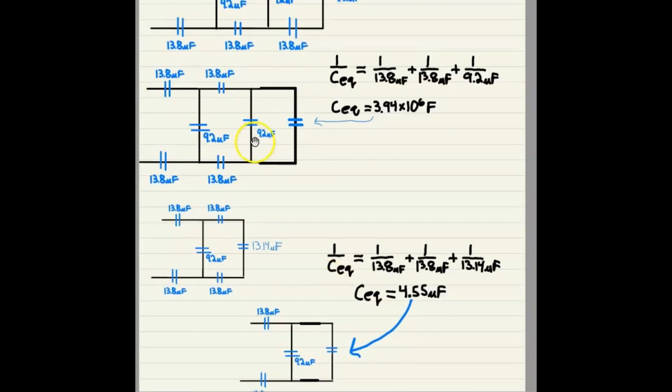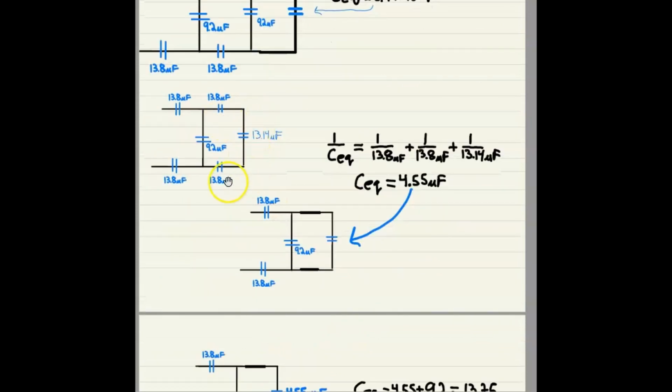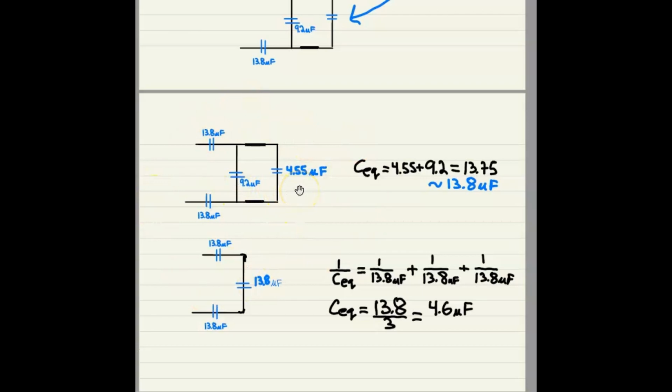Now I notice that these 2 capacitors are in parallel. So I can add these 2 capacitors up in parallel. 9.2 plus 3.94 is 13.14. So this capacitor of 13.14 microfarads replaces these 2 capacitors in parallel. Now I see that there's 3 capacitors in series. 1 over CEQ equals 1 over 13.8 plus 1 over 13.8 plus 1 over 13.14. The equivalent capacitance is 4.55 microfarads. And now I see that this capacitor and this capacitor are in parallel. So I just add those 2 up.